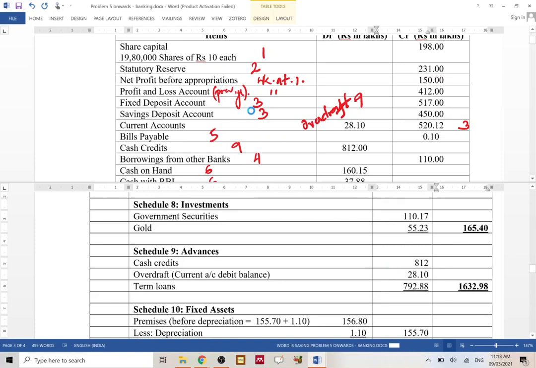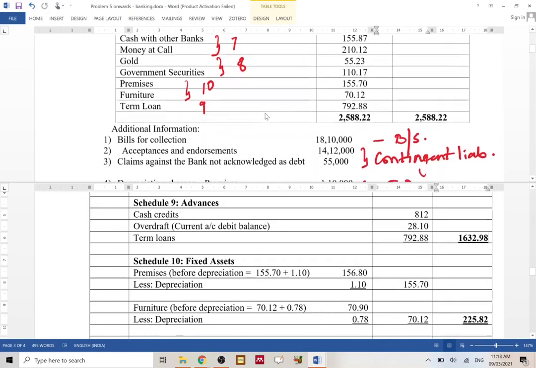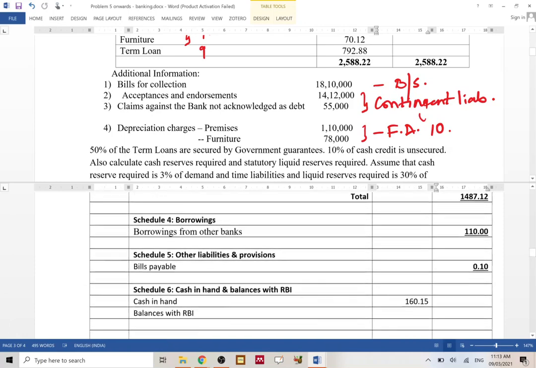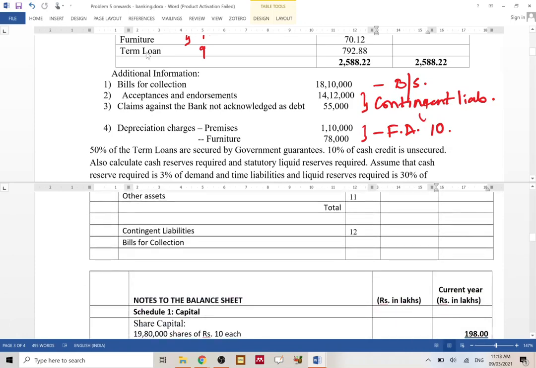Okay, so whatever information was given in the table is now complete. We have transferred it, we have posted it in all the respective schedules. We can also transfer these bills for collection and contingent liabilities, and we can maintain it in the balance sheet. Okay, so bills for collection 18,10,000. If you reduce the amount to lakhs, you will have 18.10 for bills for collection.